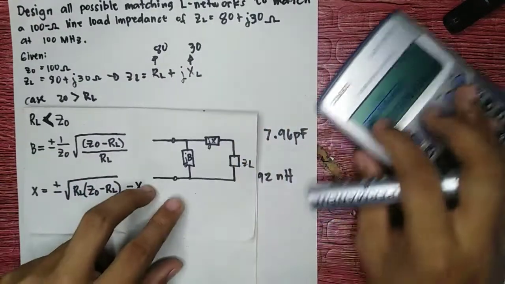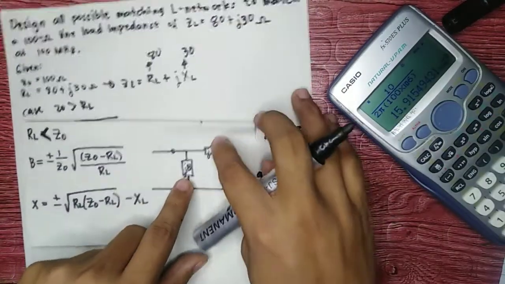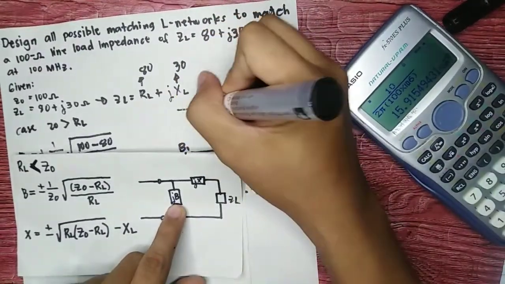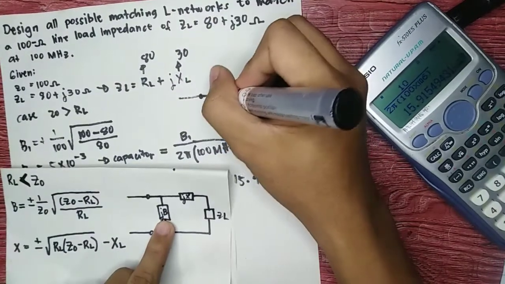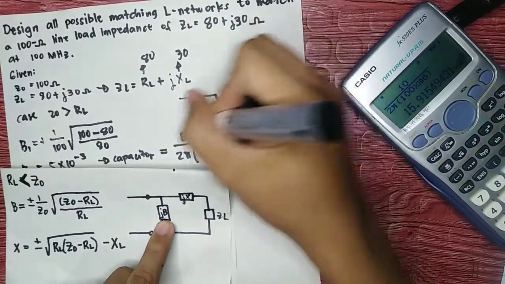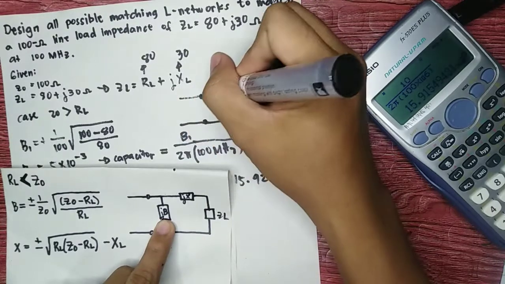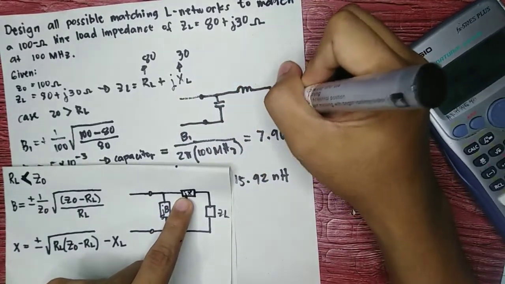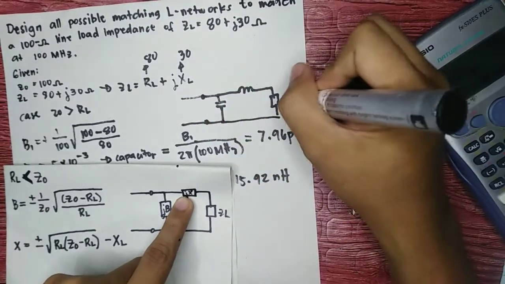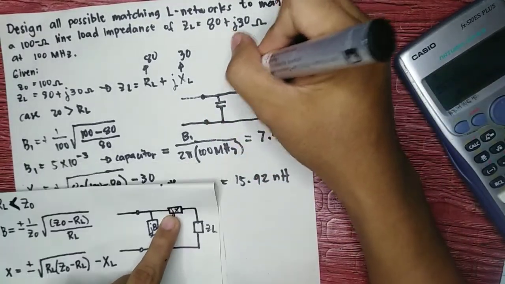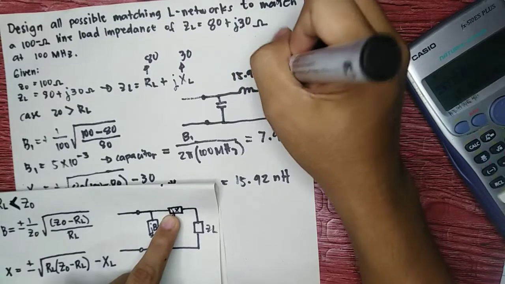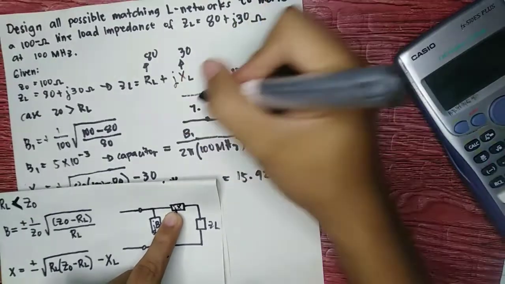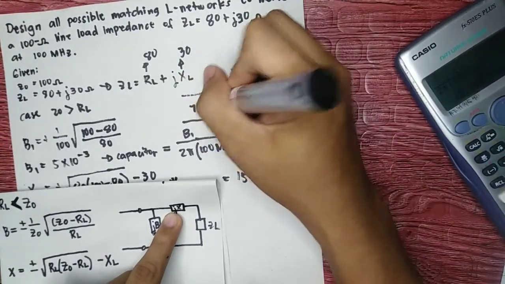So our diagram for case 2 is this one. Our B will be a capacitor, and our X will be an inductor. So this is 15.92 nanohenry. This is 7.96 picofarad.